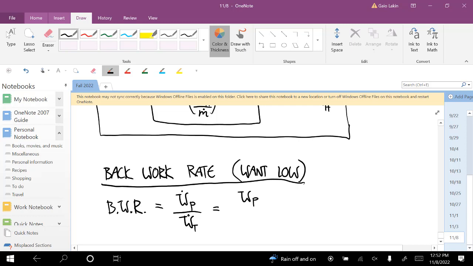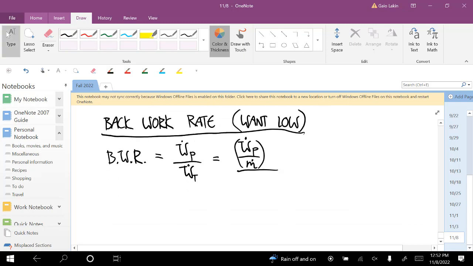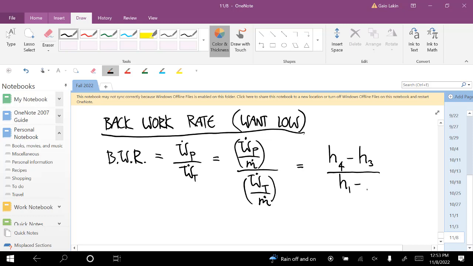That's the same thing as WP dot over M dot divided by WT dot over M dot. And that's equal to H4 minus H3 divided by H1 minus H2.